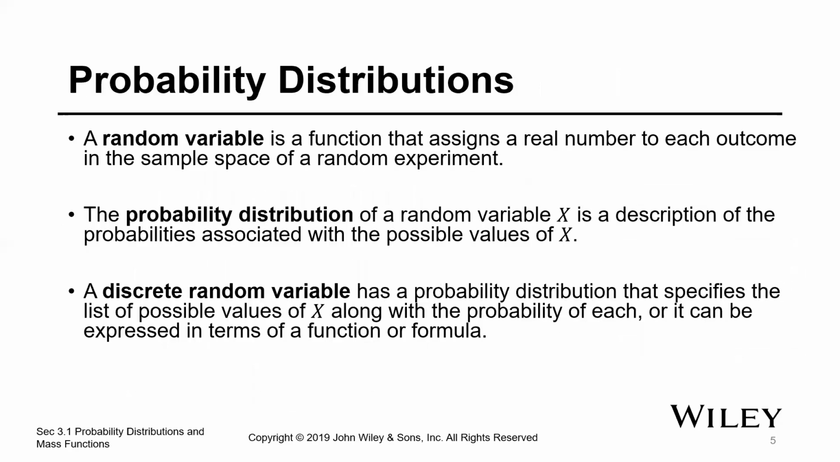So a random variable is a function that assigns a real number to each outcome in the sample space. We have the probability distribution. What is our chance of this event? And this random variable is the probability distribution that specifies a list of possible x values along with the probability of each.